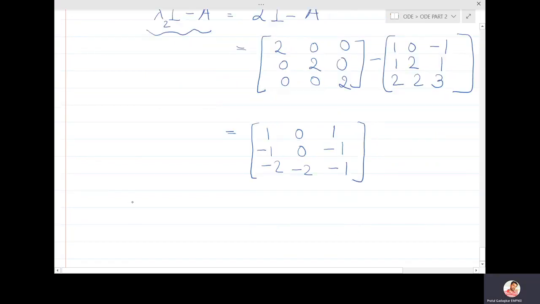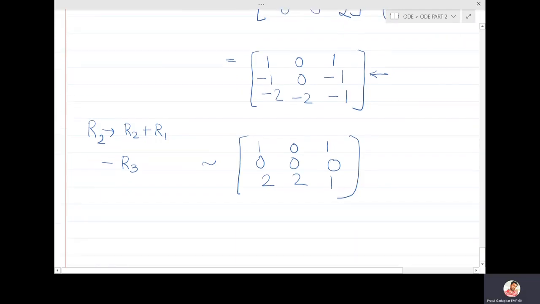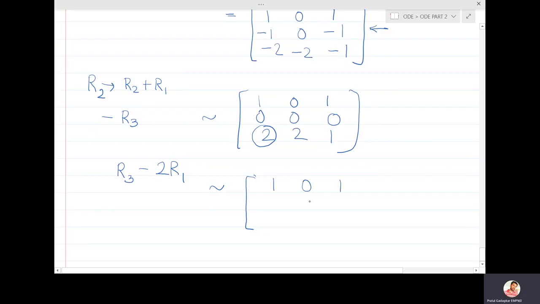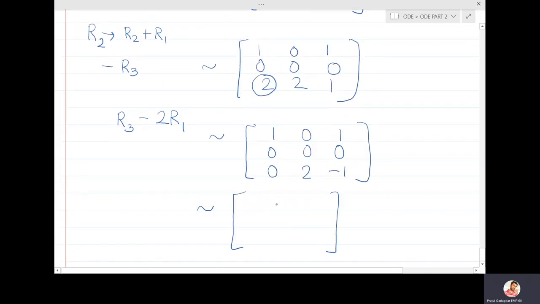So I can simply take R2 plus R1 and put this change in R2 so that this entire row becomes 0. And let me take the negative of R3 so that all the minus signs go. So what will I get? 1 0 1, 0 0 0, and this will be 2 2 1. Now I will try to make this 0. So let me do R3 minus 2R1, which will become 1 0 1, 0 0 0. This will become 0, this will become 2, and this will become minus 1. Let us shift the 0 row to the bottom so that it looks in echelon form: 1 0 1, 0 2 minus 1, and 0 0 0.